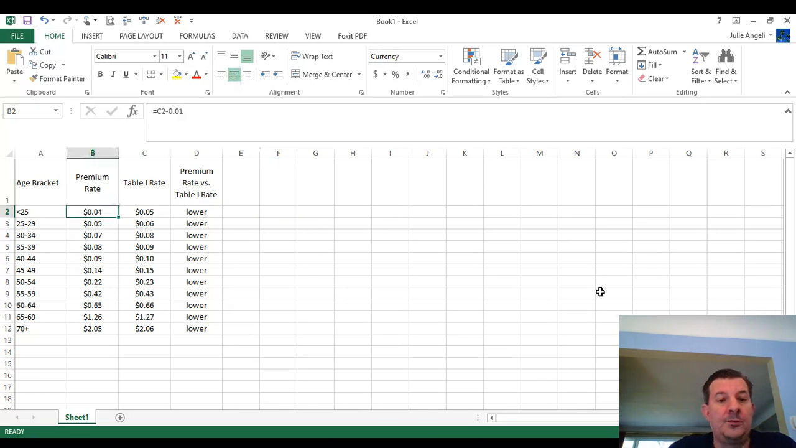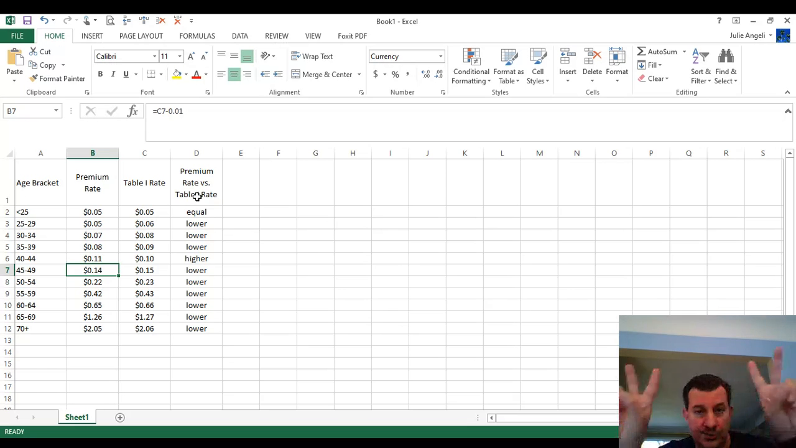Now, what if the rate for age 20 under 25 were 5 cents instead of 4 cents? In other words, what if it exactly equaled Table 1? Well, that would be okay too, because all the rates are equal to or lower than Table 1. But what if this rate, 40 to 44, were 11 cents? Now you've got one rate which is higher than Table 1, and all the other rates are either equal to or lower than Table 1. This is a so-called straddle, which you probably don't want.